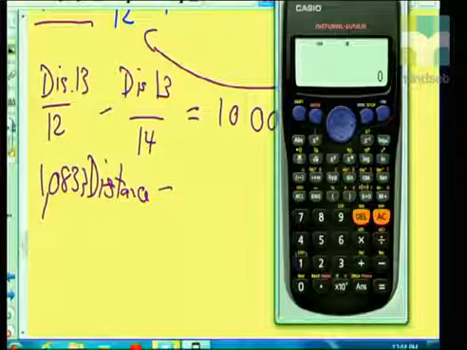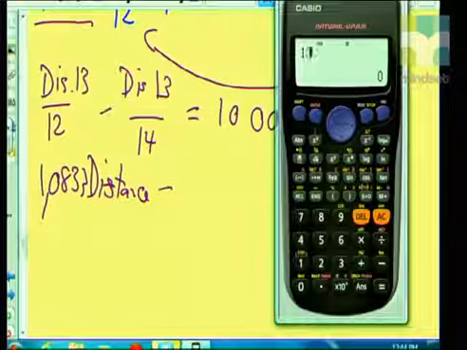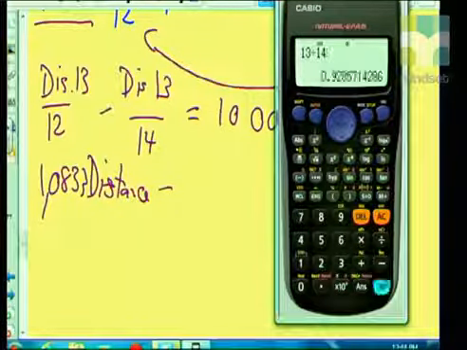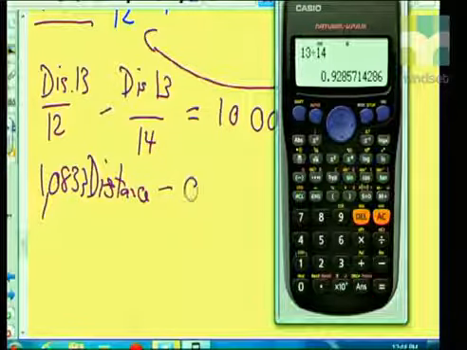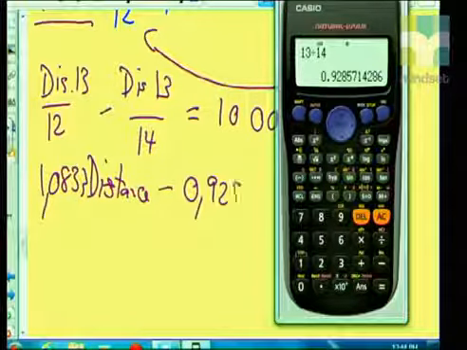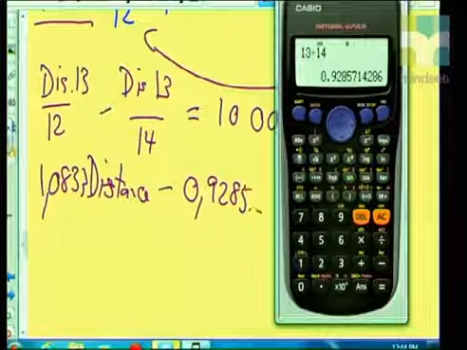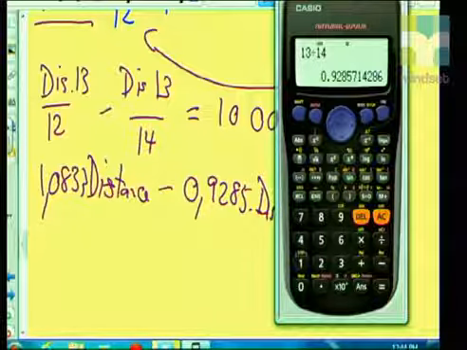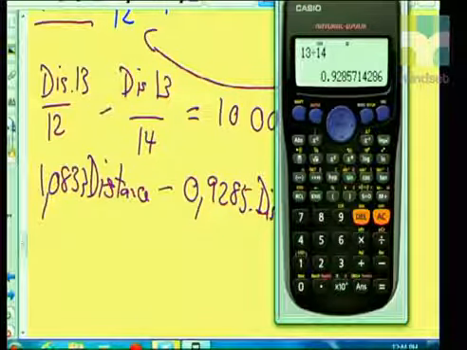Let's do the same thing on this side. 13 divided by 14. Get that answer, and that's 0,9285, and I could carry on with the 7. I'll round it off just now. Distance. And that's all equal to 10,000 Rand. Okay? That's all equal to 10,000 Rand.